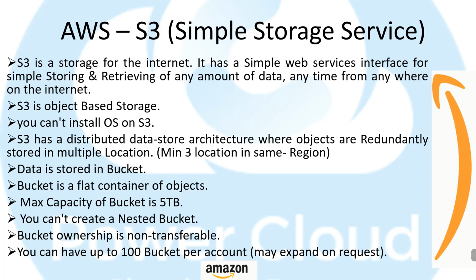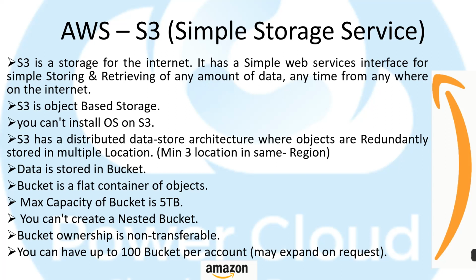S3 has a distributed data store architecture where objects are redundantly stored in multiple locations, a minimum of three locations in the same region, right? In AWS we have regions, and inside each region we have multiple availability zones, and in each availability zone we have our resources. Just consider the region is Mumbai, and in the Mumbai region we have three availability zones, right?